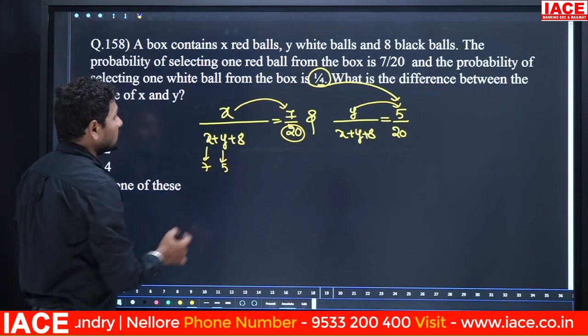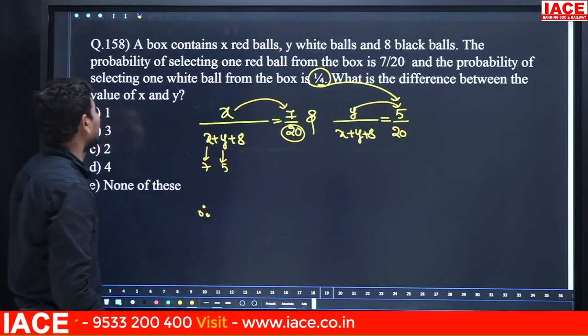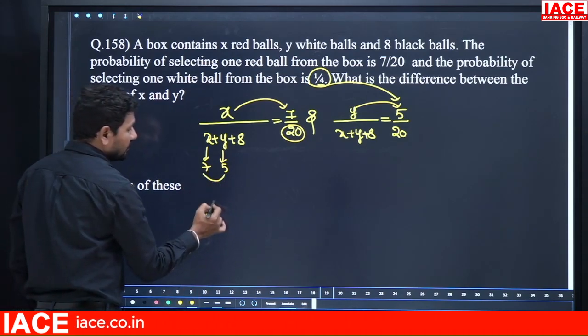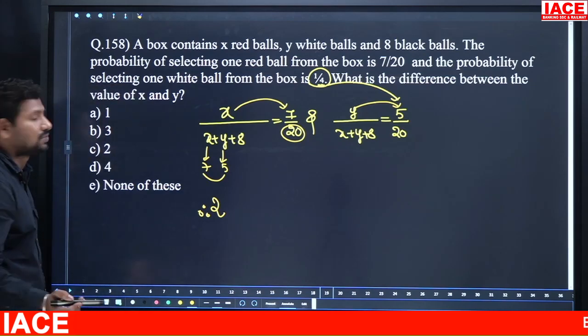Okay, now look at the first question. What is the difference between X and Y? The difference between 7 and 5 is 2. Then option C.